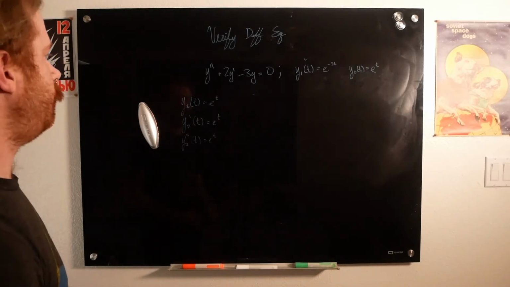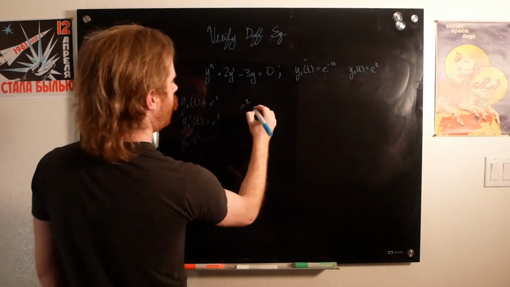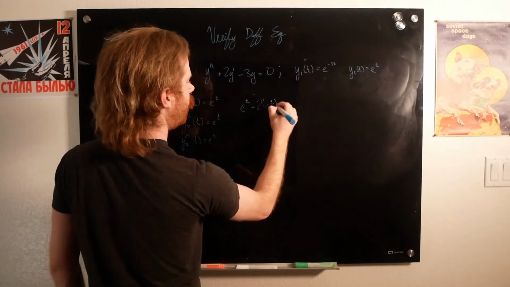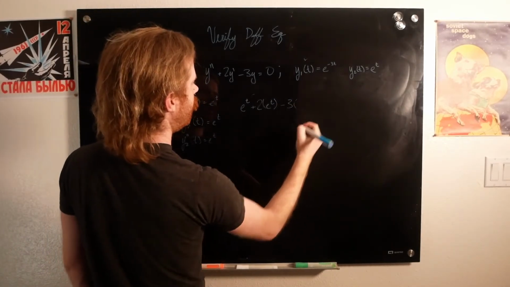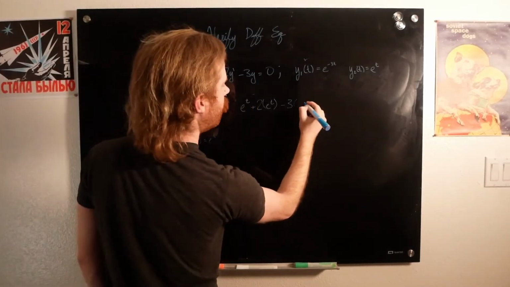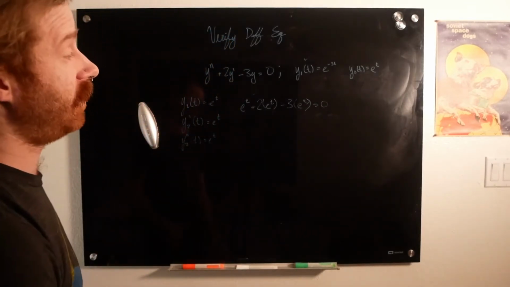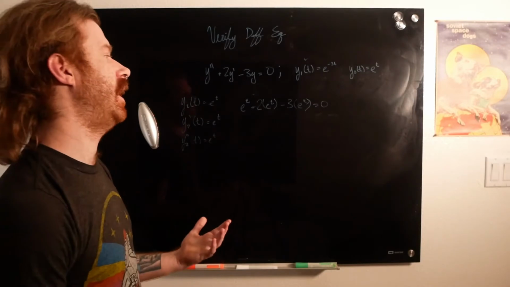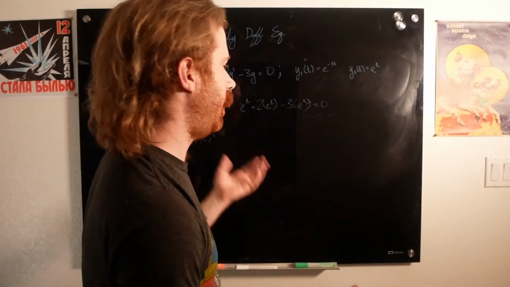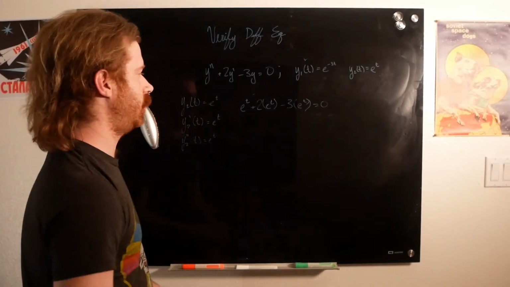Okay, so now y double prime is going to be e to the power of t plus 2 times y prime, which is just e to the power of t, minus 3 times y, which is just e to the power of t. And does this equal 0? That's what you're looking at. If it doesn't equal 0, that doesn't mean you messed up. It means that whatever you tested is not a solution. I mean, you could have messed up, but if you're confident in your work, that means it's not going to be a solution to the differential equation.